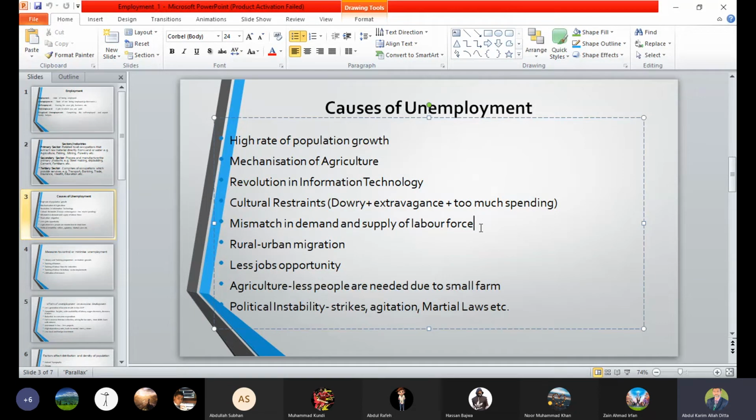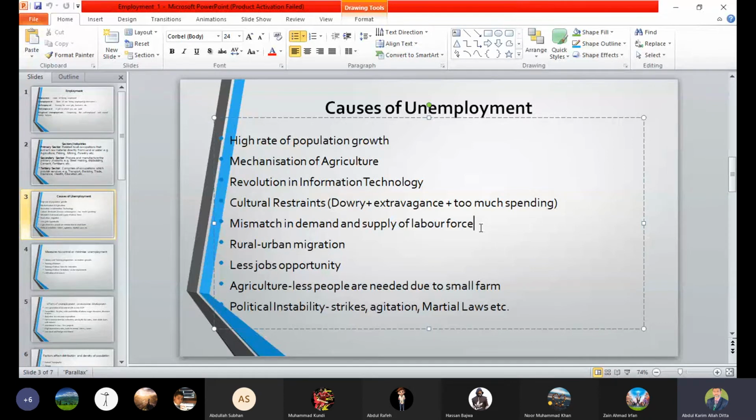If we say the doctor should do the work of engineering, will he be able to do that? No. And if we say the engineer should treat some patients, will he be able to do that? No, beta. So this is called mismatch. That's why the doctor is not getting the job of a doctor, and the engineer is not getting the job of engineering.